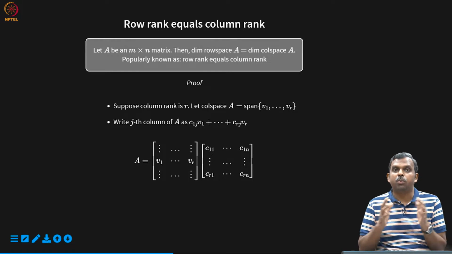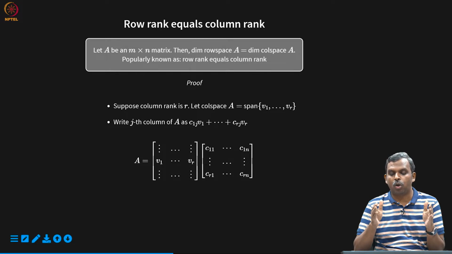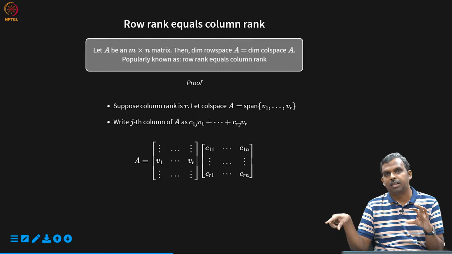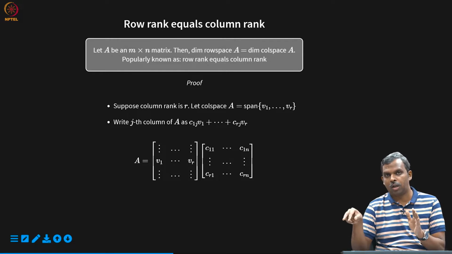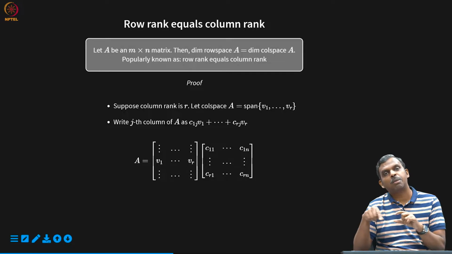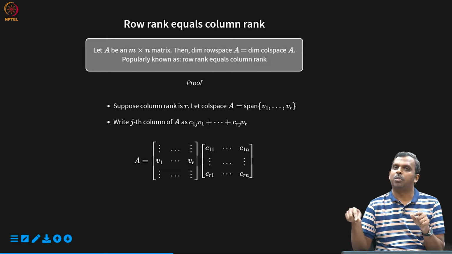So I'll start by assuming... the overall principle of the proof is that I want to show row rank equals column rank. So what I will show first is that row rank is less than or equal to column rank. How do you show row rank equals column rank? One approach is to show row rank is less than or equal to column rank, and then also show column rank is less than or equal to row rank. If I do both, then I know that the two have to be equal.